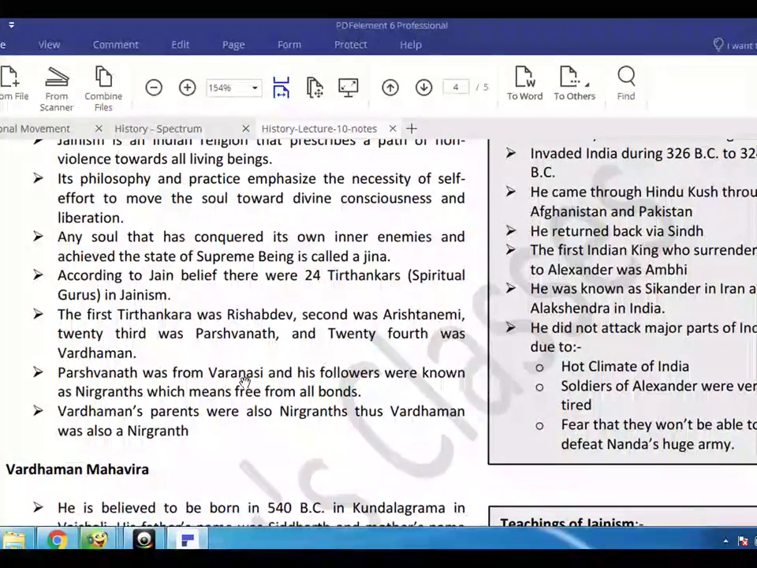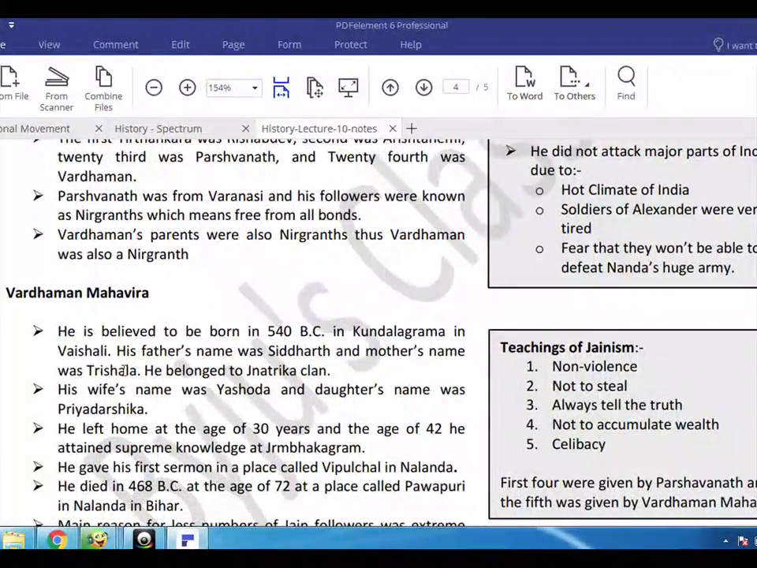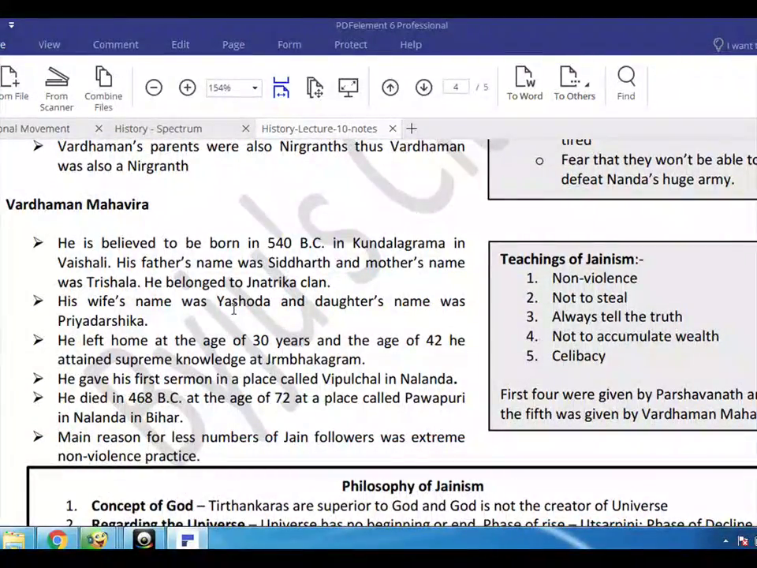Vardhaman Mahavira. He is believed to be born in 540 BC in Kundalagrama in Vaishali. His father's name was Siddhartha and mother's name was Trishala. He belonged to the Jnatrika clan. His wife's name was Yashoda and daughter's name was Priyadarshika. He left home at the age of 30 years.